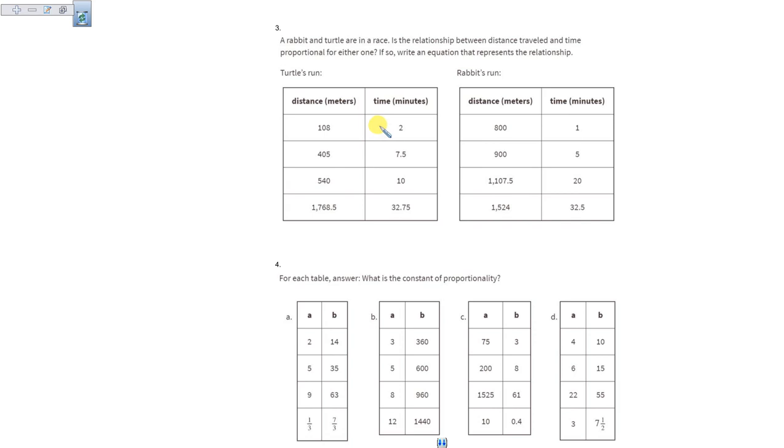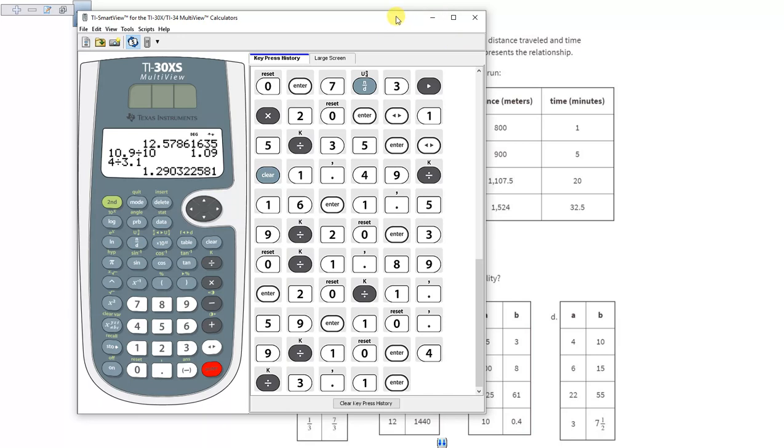Alright, so if they're proportional, I should be able to multiply by the same thing all the way down. And half of 108 is 54. So I should be able to multiply by 54 for all of these and get what's on the other side. So let's see if that works.